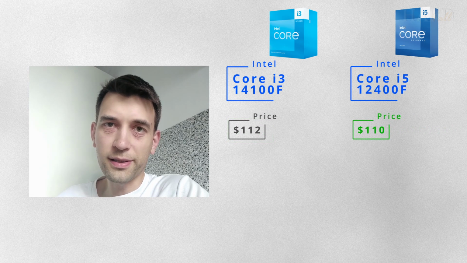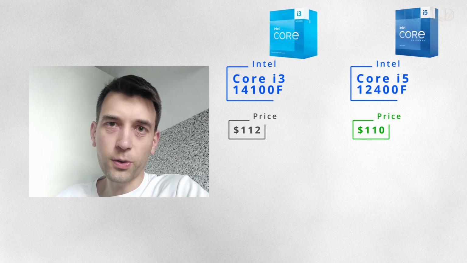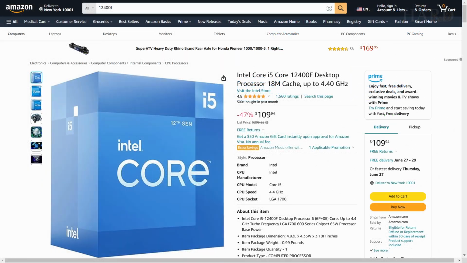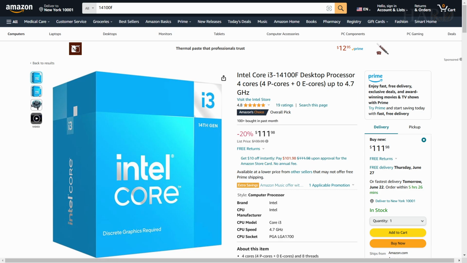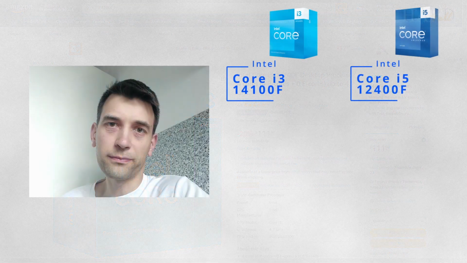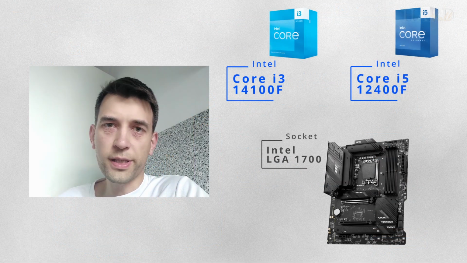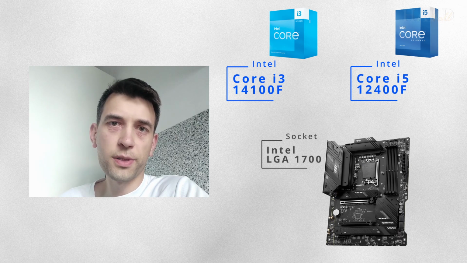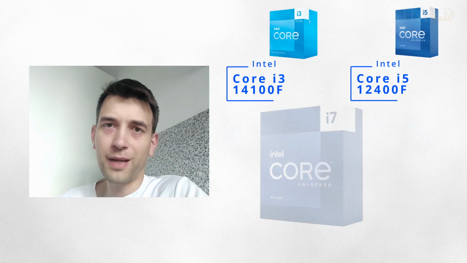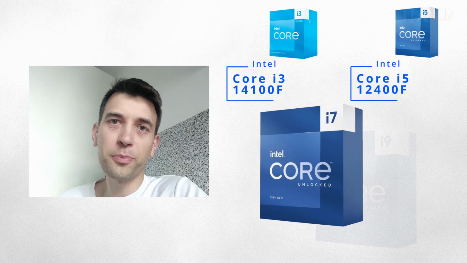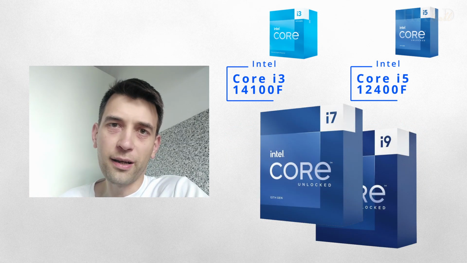The most interesting thing is that now the Core i5 is even cheaper than the Core i3. The 12400F costs $110, and the 14100F costs $2 more. They both were created for the same LGA 1700 platform and have box coolers in the kit. So the price of the build will be the same. And yes, over time they can be replaced by Core i7 and Core i9.